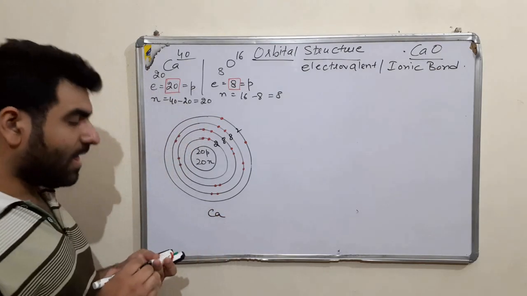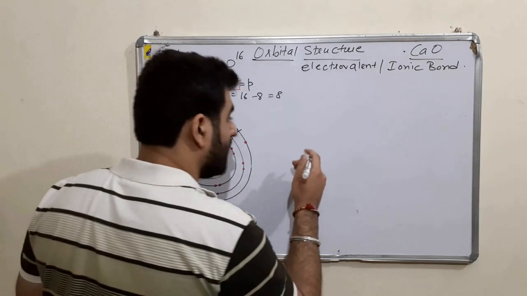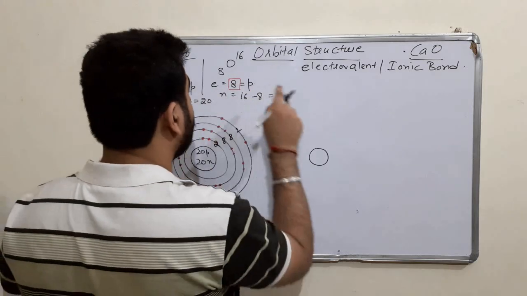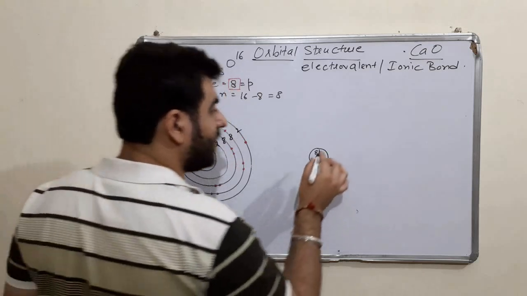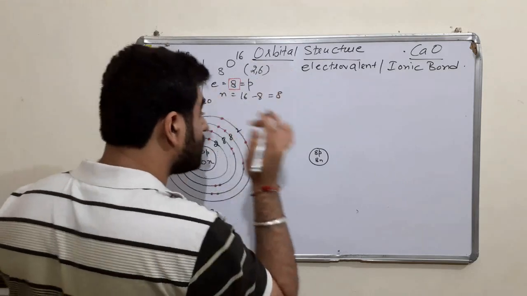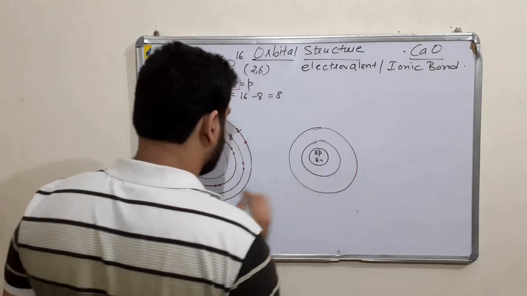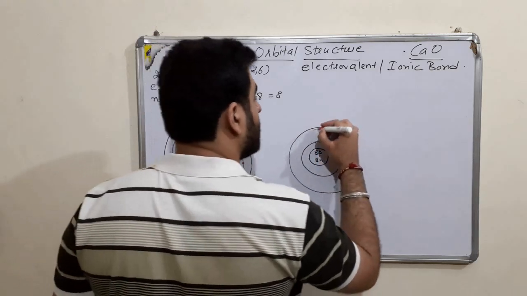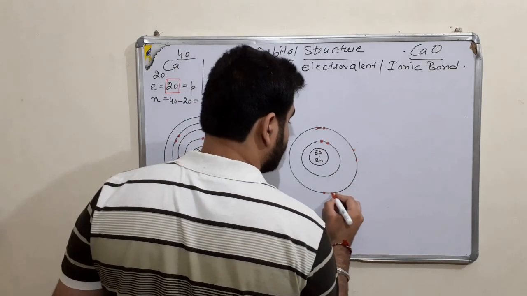This is calcium. Now, oxygen. Let us draw for oxygen. This is the nucleus of oxygen, which will have 8 protons and 8 neutrons as we have calculated. The electronic configuration is 2,6, so 2 shells: first shell, second shell. So 2, 6: 1, 2, 3, 4, 5, 6.